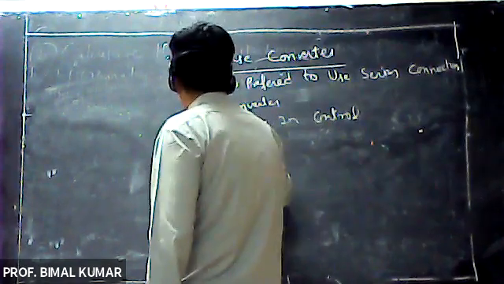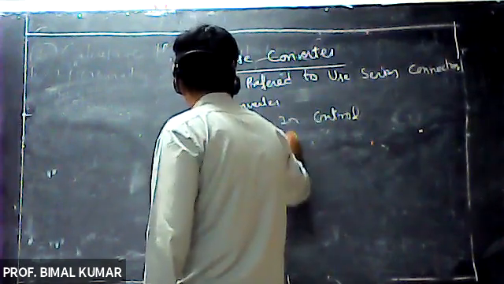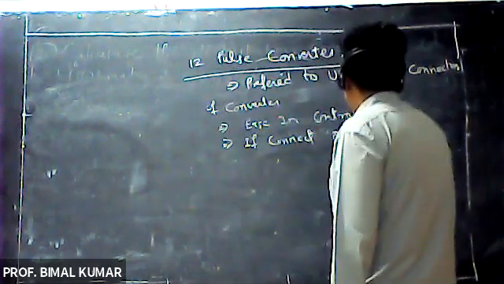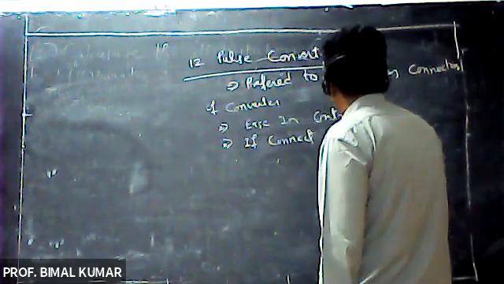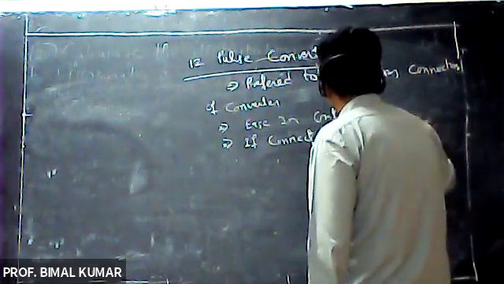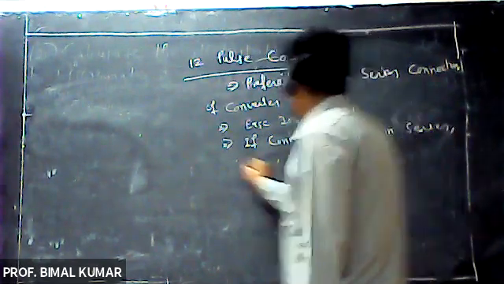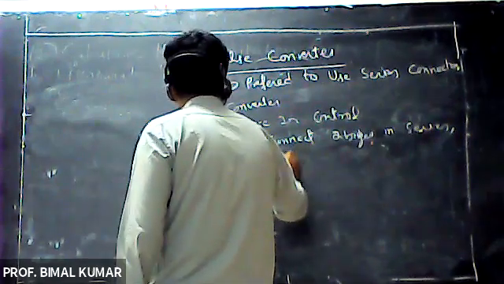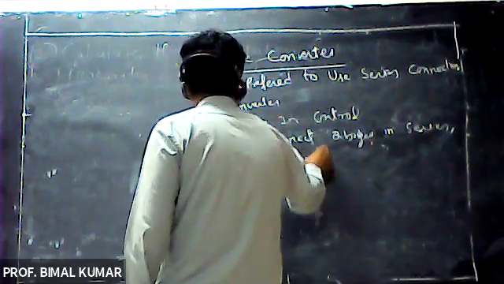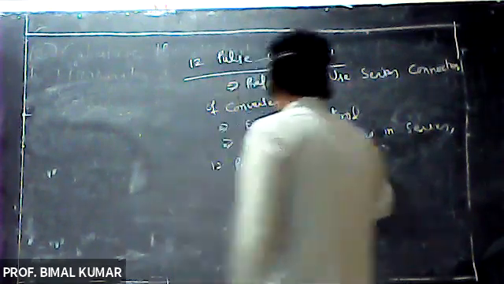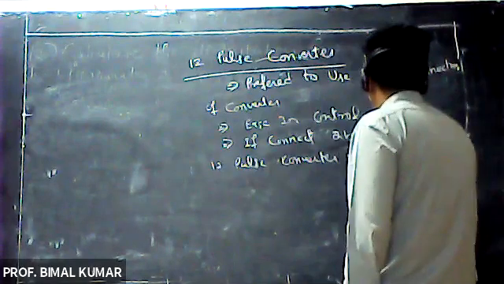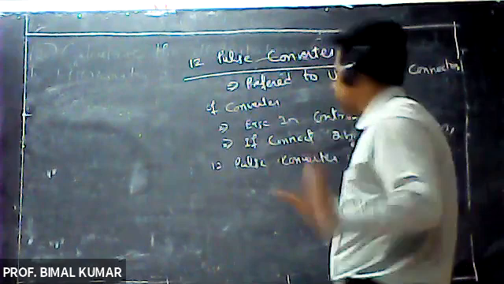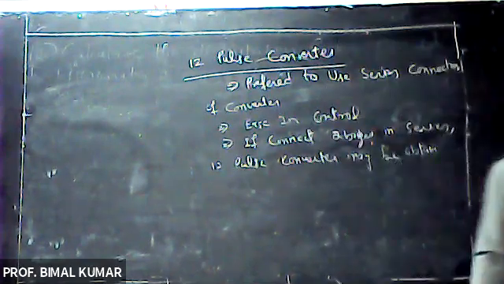If we connect two bridges in series, 12 pulse converter may be obtained. That means from one converter we will be able to get 6 pulse converter, right?